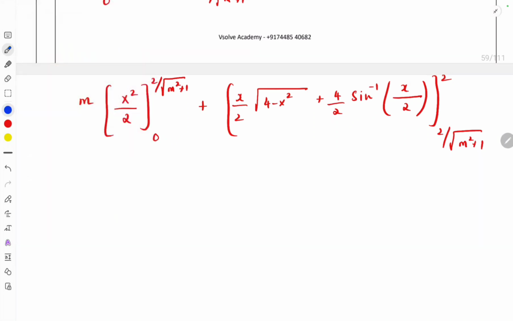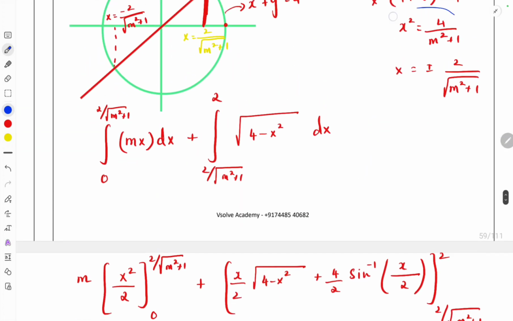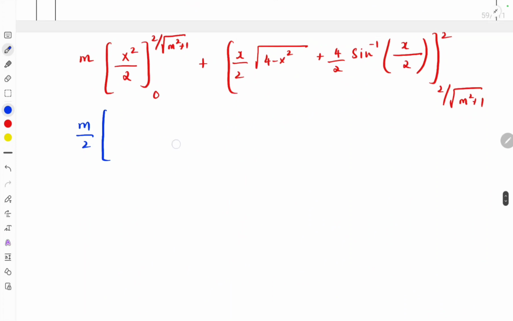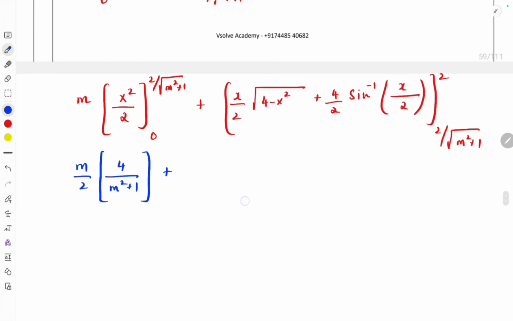So m by 2, this I can take common. So what is x square? X square is nothing but 4 divided by m square plus 1. So x square is 4 divided by m square plus 1 minus 0, which is 0 only. So plus, and here the upper limit.